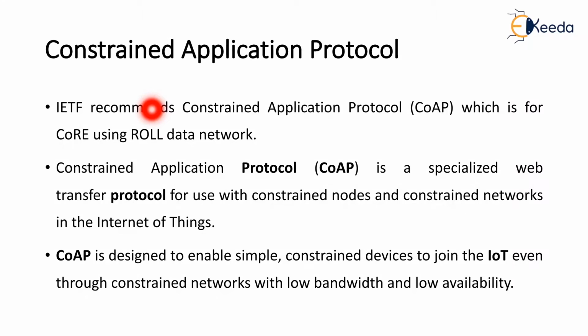The Constrained Application Protocol is recommended by the IETF, that is the Internet Engineering Task Force, and is used for constrained REST environments, using routing over low power networks. This is a specialized web transfer protocol for use with constrained nodes and constrained networks in the IoT. It is designed to enable simple and constrained devices to join the IoT through constrained networks with low bandwidth and low availability. So this is one of the major advantages of constrained protocols.